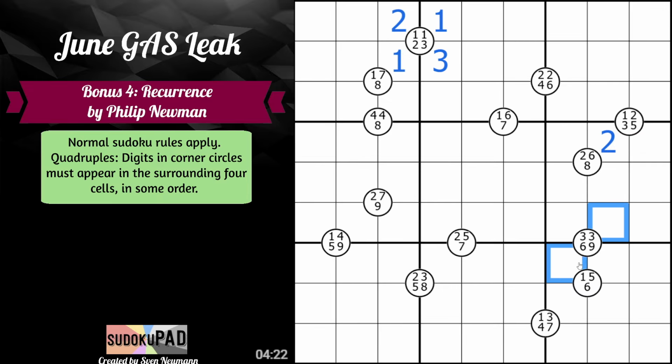3, 3, 3, 3. Oh, I guess, sorry. That's what I was missing. That means this has to be 1, 3, and this then has to be 5. And then, right, 9 here, 9 here. Again, doesn't actually do that much restricting.